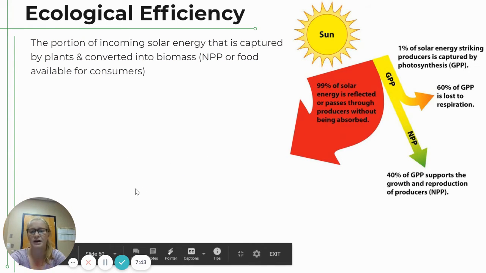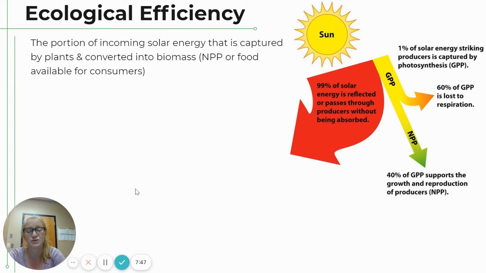The portion of incoming solar energy that is captured by plants and converted into biomass. So this is the NPP. This is how much you're putting into your bank account for food available to consumers.